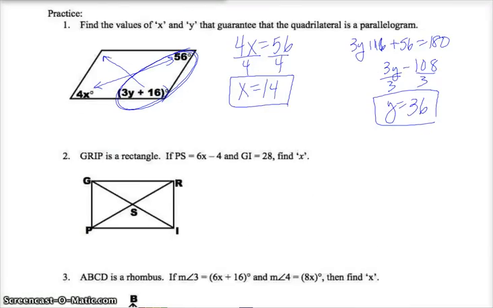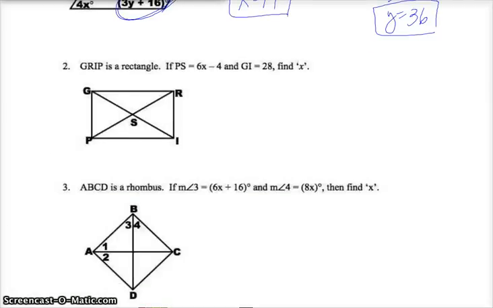Okay, number 2, GRP is a rectangle. So a rectangle, that means it's a parallelogram. Opposite sides are parallel to each other. Opposite sides are congruent to each other. Opposite angles are congruent to each other. Diagonals bisect each other. Diagonals are congruent to each other. That's the extra one here for the rectangle.